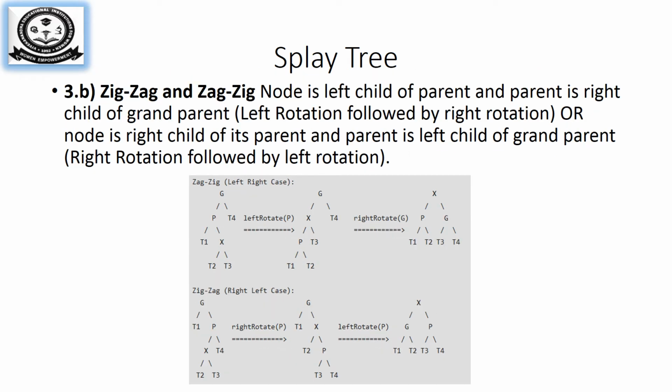The next rotation is the zig-zag rotation. What we saw previously is zig-zig and zag-zag. Zig-zig is for the LL case and zag-zag is for the RR case. Similarly, zig stands for L and zag stands for R.